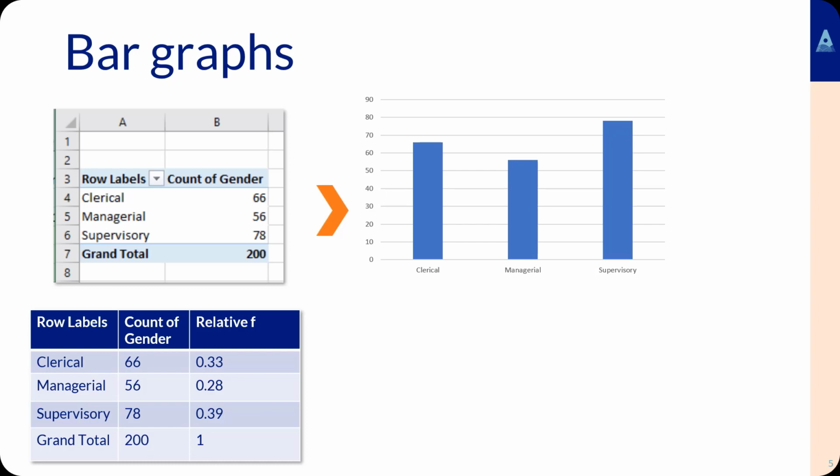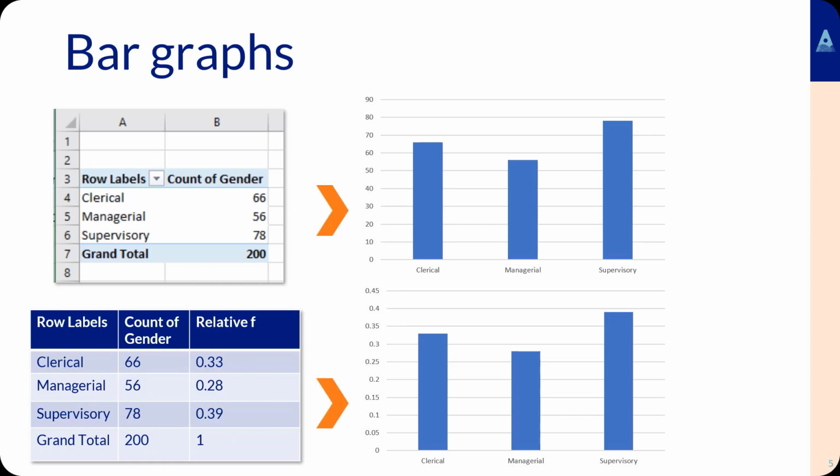So you can see simply that each column here is a category, clerical, managerial, supervisory, and the height of the column represents the size of the count. So the advantage, of course, being with the charts that the relative proportions of different categories is more visible than they are in tables. And similarly, we can generate a chart for the relative frequency. In this case, the y-axis, instead of being actual numbers, is relative frequencies. So we can see here that clerical makes up 33% of all job categories.